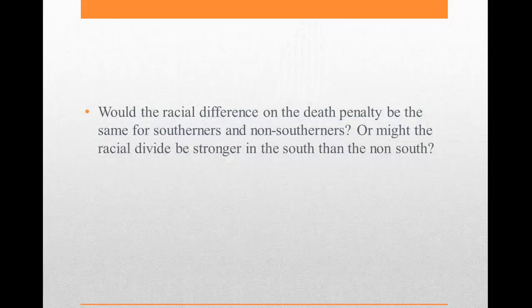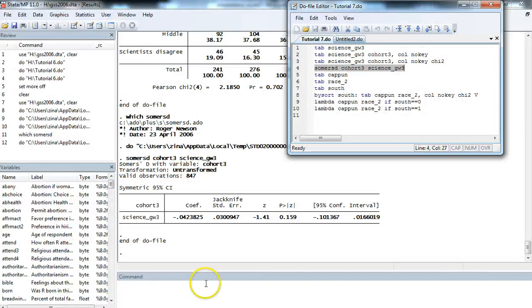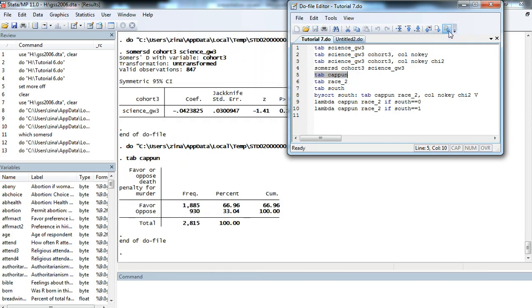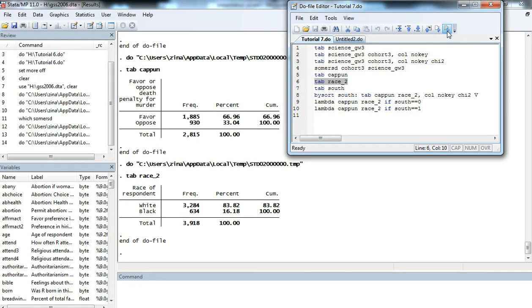We want to investigate if the racial difference on the death penalty is the same for Southerners and non-Southerners, or might the racial divide be stronger in the South than the non-South. We're going to use for the dependent variable cappun, so we run the tab cappun command and we get our results, and we see the values coded 0 for those who favor and 1 for those who don't favor capital punishment. For the independent variable, we will use race_2, which indicates to us if the respondent is white or black.